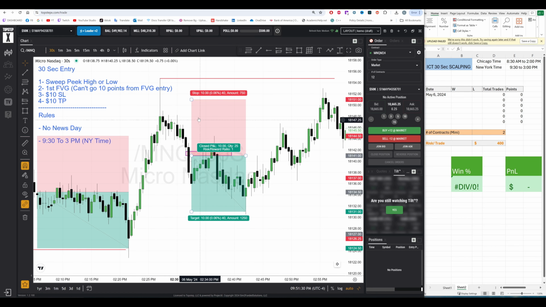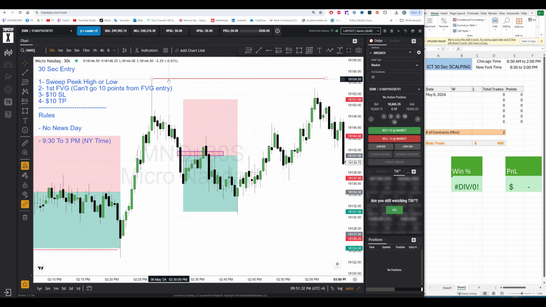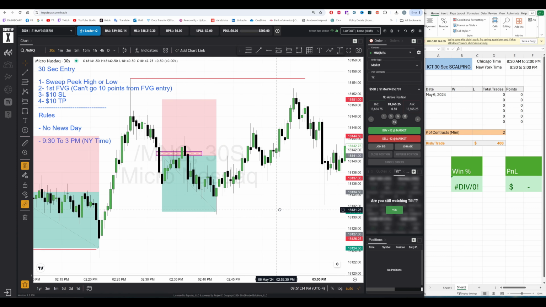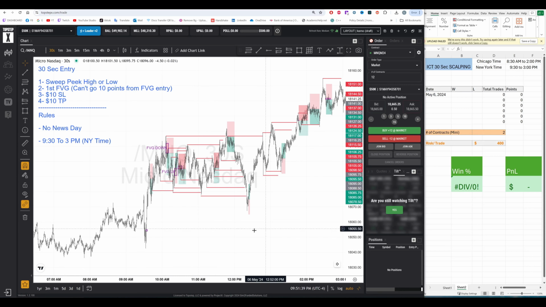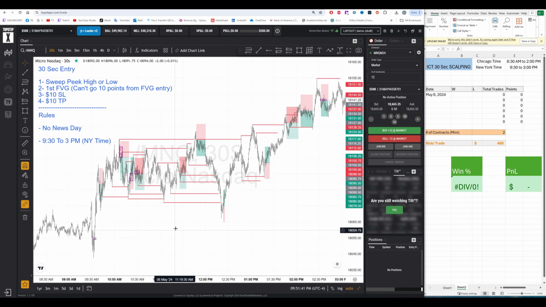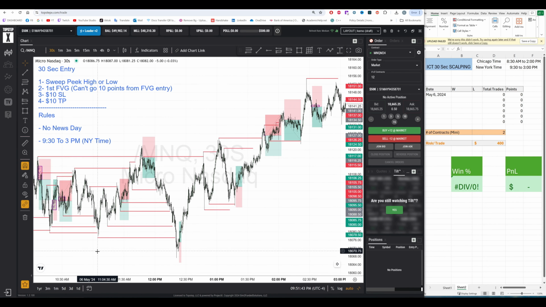We swept a lot of highs on here, but this is an important high that needs to be swept before going lower. And here is 3 p.m. So that's going to be our cutoff time. Let's see how many wins and how many losses we got.